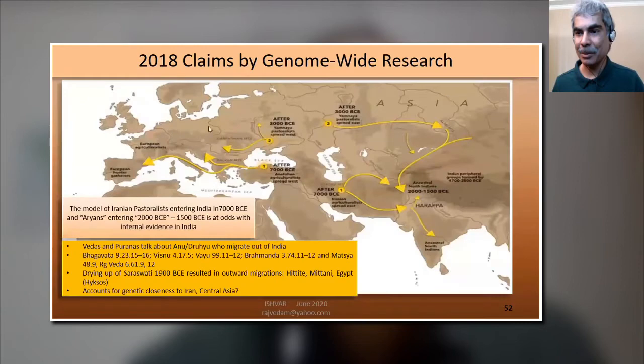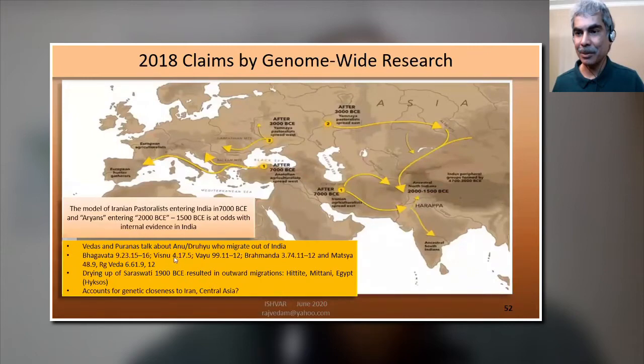In 2018, for example, David Reich's group came and said that around 7,000 BCE or so, Iranian pastoral farmers came to India, became Northern Indians, ancestral Southern Indians. Then after 3000 BC, Yamnaya people entered into India. They became the ancestral North Indians, R1A, and all those kind of things. And this is how the mix of India happened.